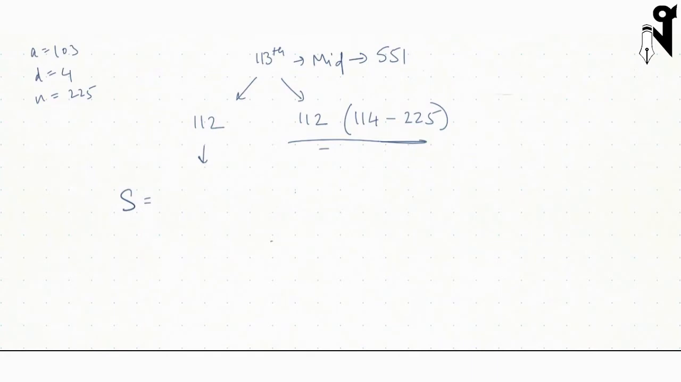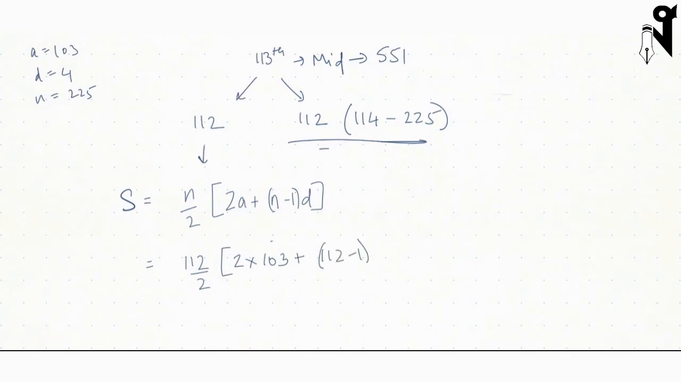So this sum is going to be n by 2, where n is the number of numbers, that is 112 in this case, multiplied by 2a plus n minus 1 times d. Okay, so if I substitute all the variables over here, I have 112 by 2 into 2 times 103 plus 112 minus 1 times 4. Okay, so you can solve this.